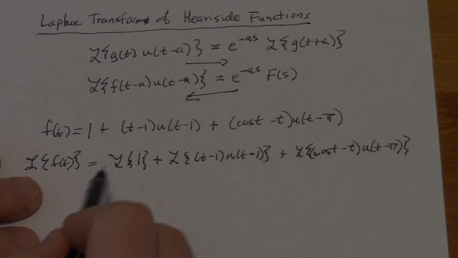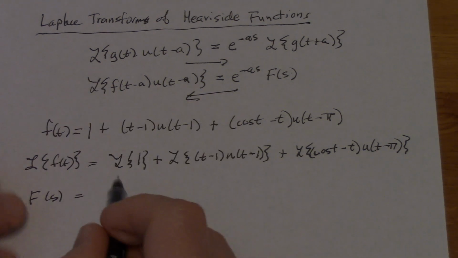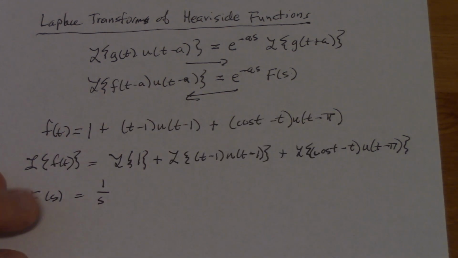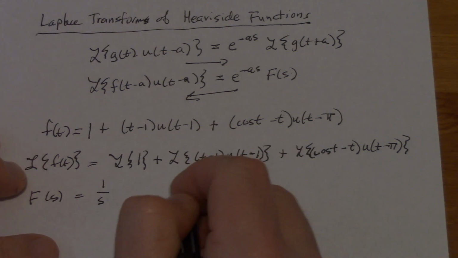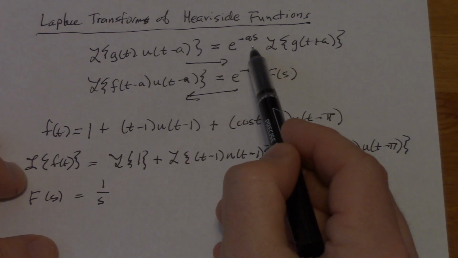Okay, so let's just go ahead and do this. So this would be capital F of s. Alright, but that one we know. That's 1 over s. Okay, and I'm going to write this using the top formula. Okay, I'm going to use this formula. So this says that the u of t minus 1 turns into an e to the minus s.